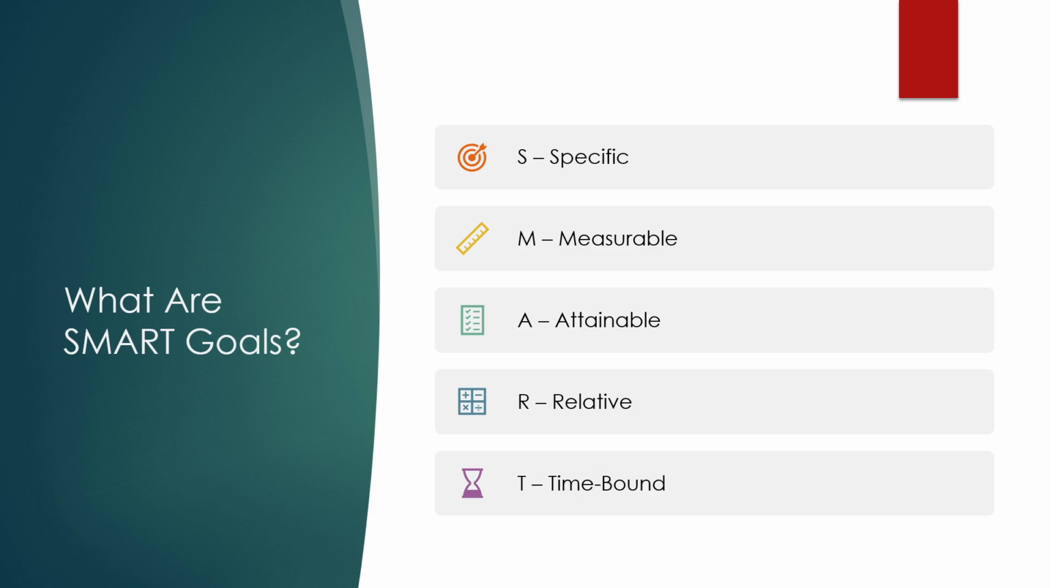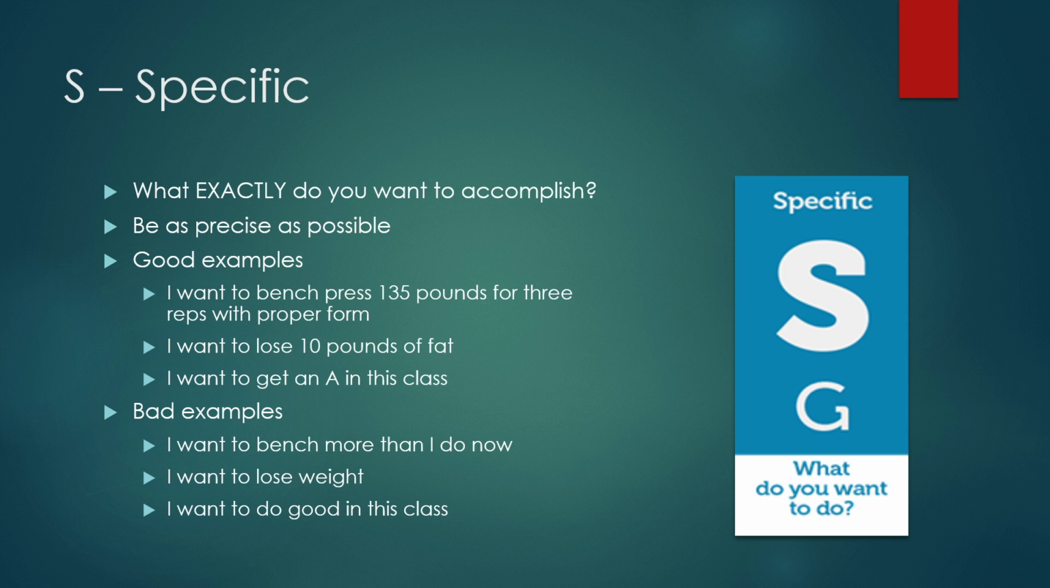So what are SMART goals? What does it stand for? S stands for specific, M stands for measurable, A stands for attainable, R stands for relative, and T stands for time bound. We're going to jump in and look at each of these individually, and we'll do that right now. So S, specific.